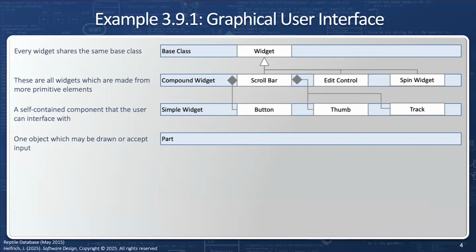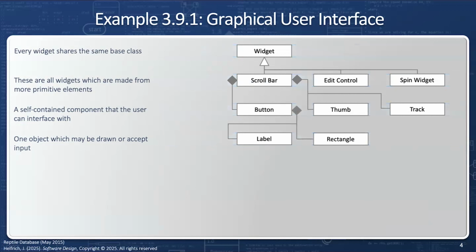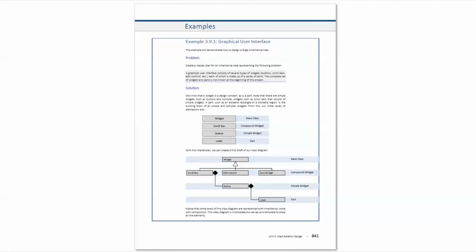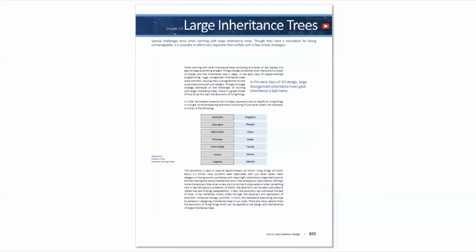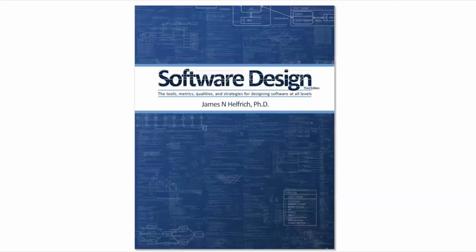Okay, let's dive down one step further to the part, and the button is going to have a label, and it's also going to have a rectangle. And now we can see how our master plan is going to fit into how we're going to create the actual widgets. This is example 3.9.1 in the large inheritance tree chapter of the software design textbook.